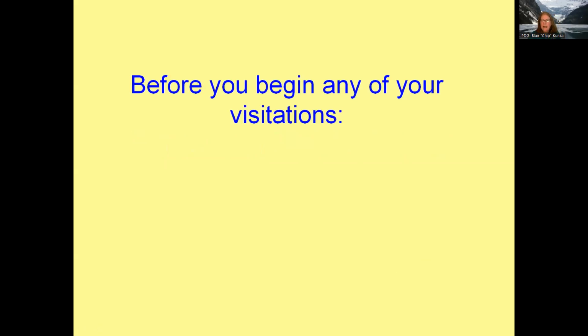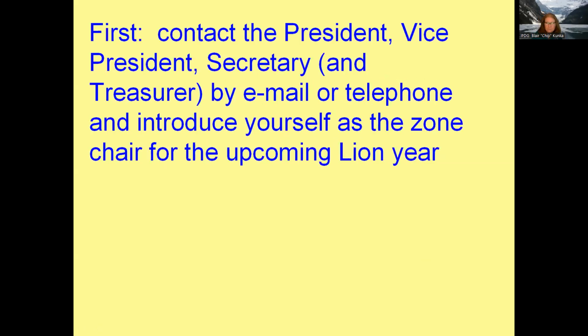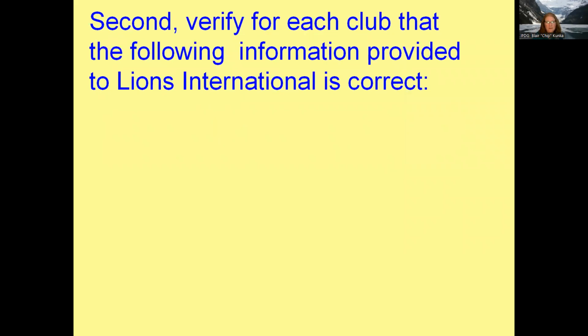First, before you begin any of your visitations, contact the president, vice president, secretary, and treasurer by email or telephone, and introduce yourself as the zone chair for the upcoming Lion year. Sometimes you can reach one and not the other. That's why I suggest attempting to call as many as you can so that the word gets out that you are zone chair and that you are interested in helping them.